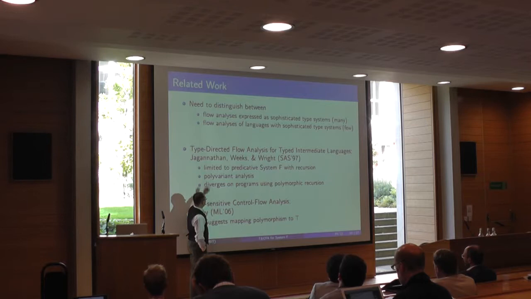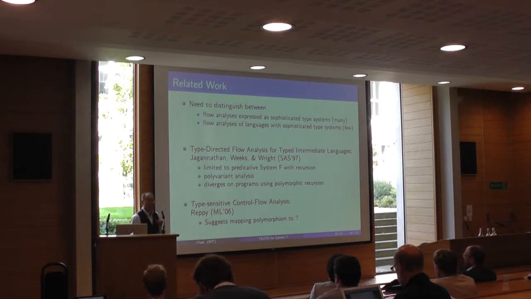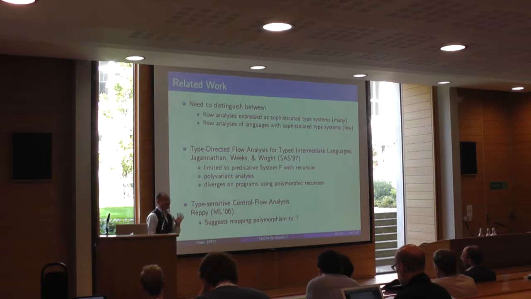They gave a polyvariance analysis, but the big sticking point for them was that their analysis diverged on programs that use polymorphic recursion. And for those of you who mentioned polymorphic recursion earlier today, if you've been watching the talks, you've seen various occurrences of it in programs. This is getting more and more popular, so it seems like we really ought to have analyses that are robust in the face of them.